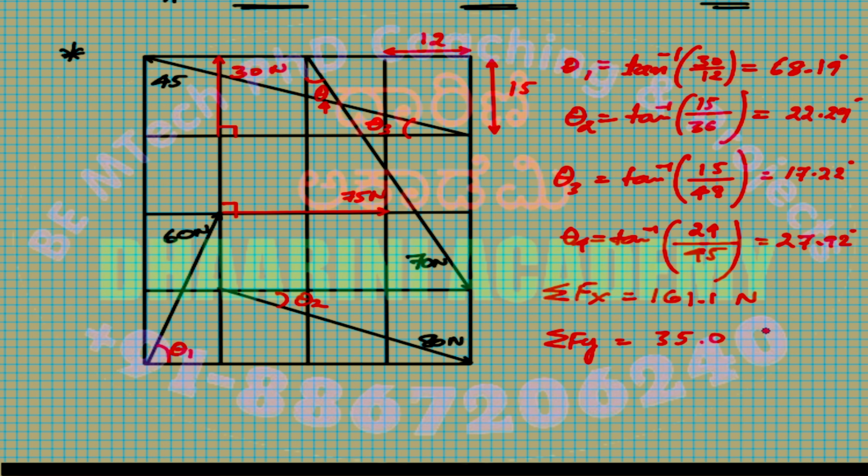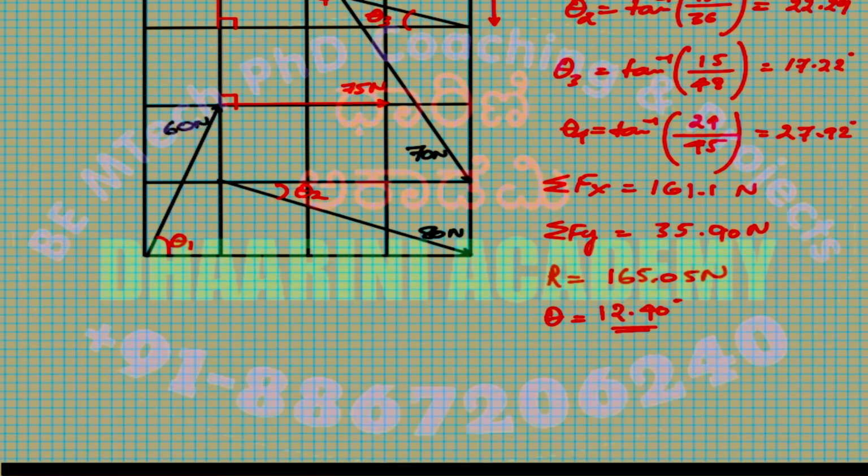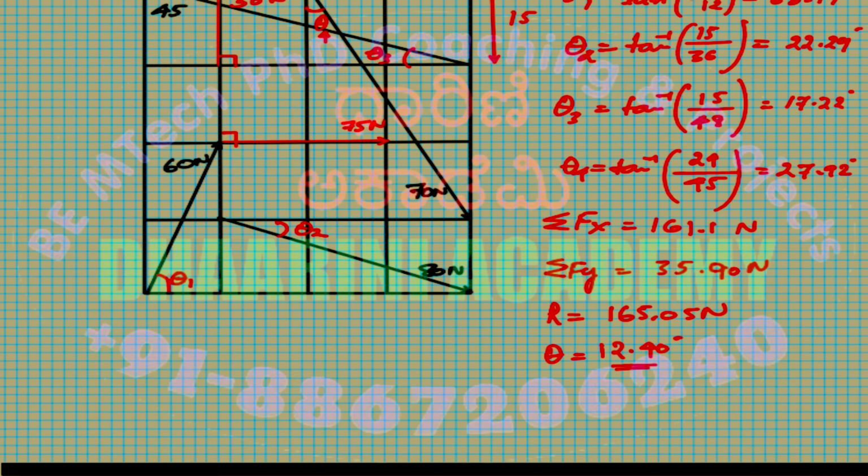.90 Newton. So R, okay, theta 12.40 degrees. Okay. Now we have to calculate the moment about any particular point. You can take a point, maybe this one.